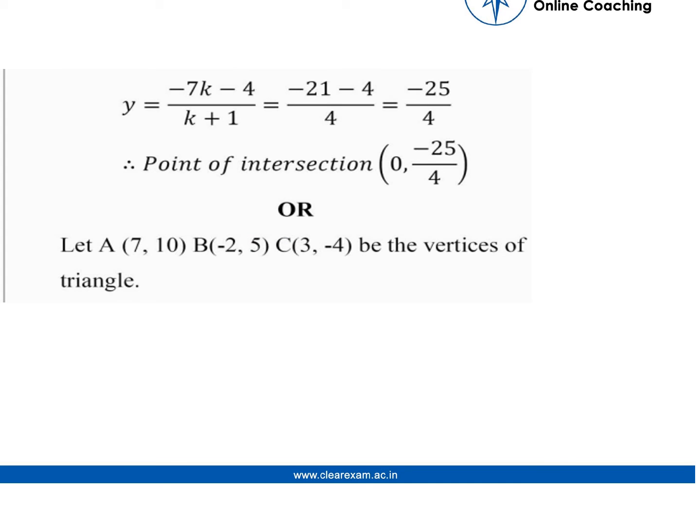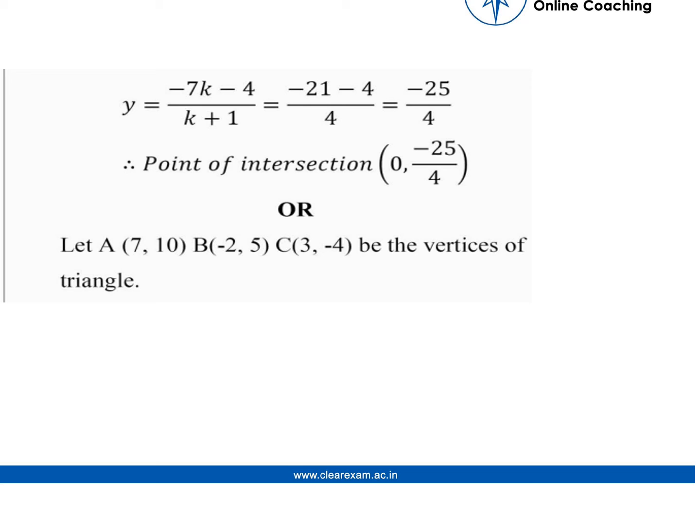Now, further solving for the point of intersection, we put the value of k into the y coordinate of the section formula, which gives the value of y as -25/4. Therefore, the point of intersection comes out to be (0, -25/4).